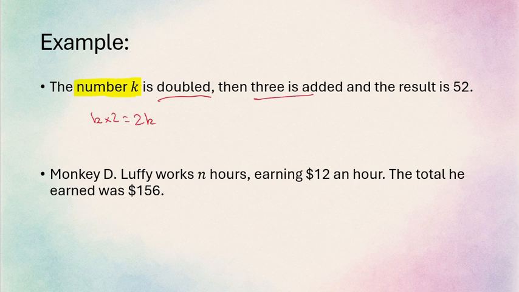And it says 3 is added, so that just means plus 3. And the result is, which just means equal to. So if we write it all out together, this technically gives me 2k plus 3 equals 52. That's all you're doing.